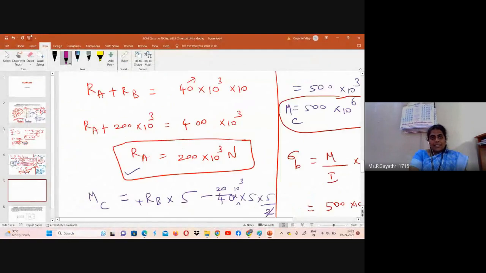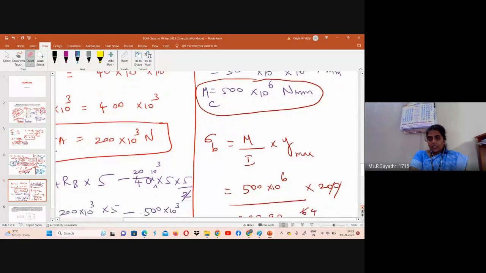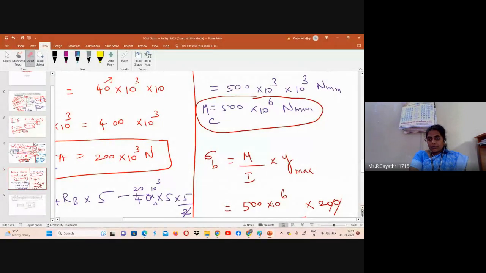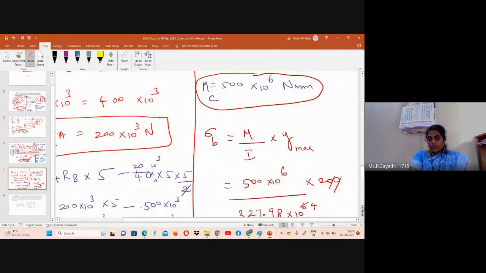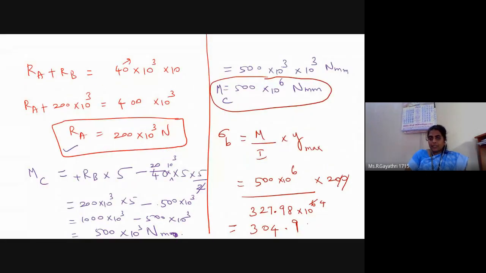Did you get the same answer? Three not 4.9 Newton per mm square, a sigma B value. Yeah, did you get the same answer? Can you able to follow me?